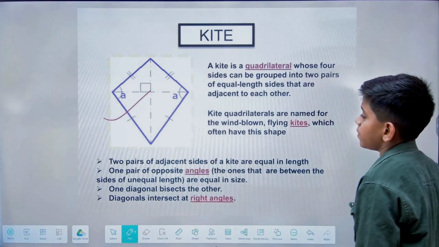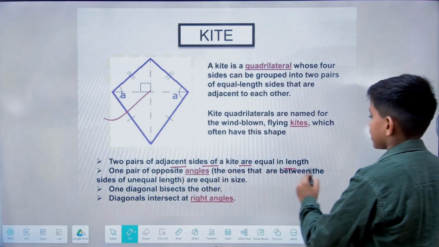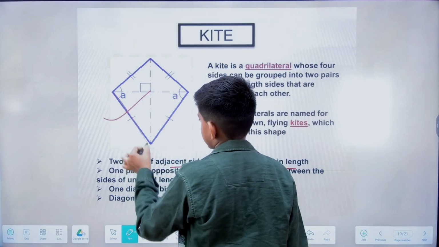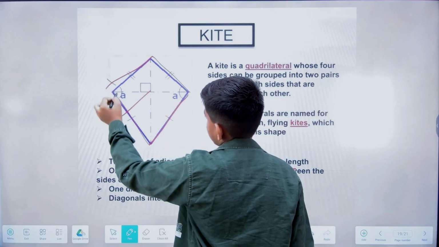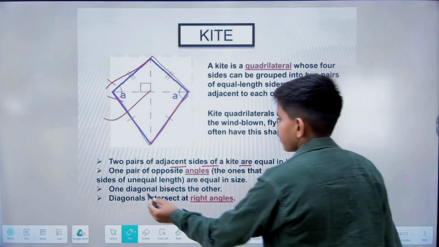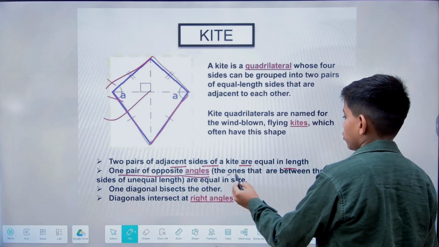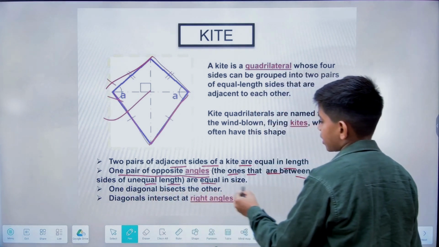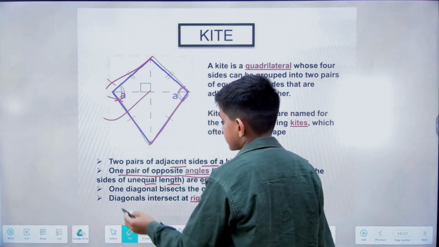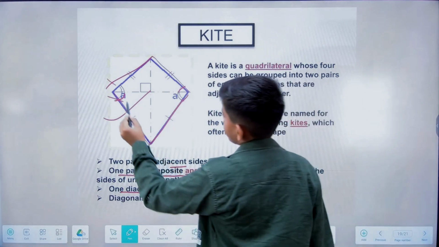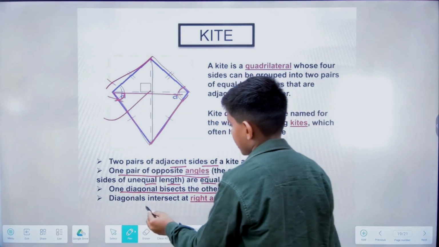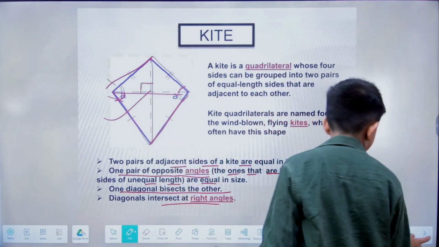What are the properties of this? Two pairs of adjacent sides of a kite are equal in length. These adjacent sides and these adjacent sides are equal. One pair of opposite angles, the ones between the unequal length sides, are equal in size. One diagonal bisects the other, and the diagonals intersect at a right angle.